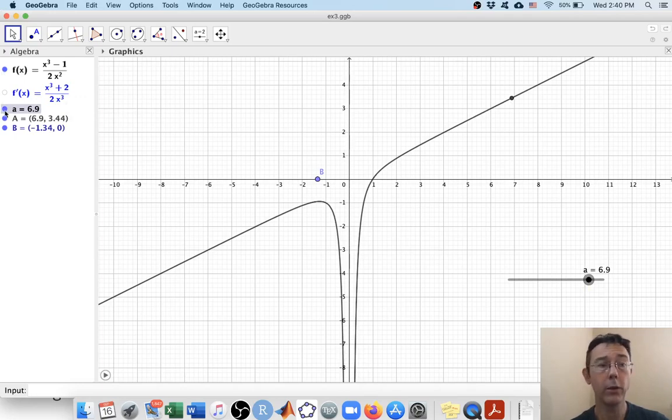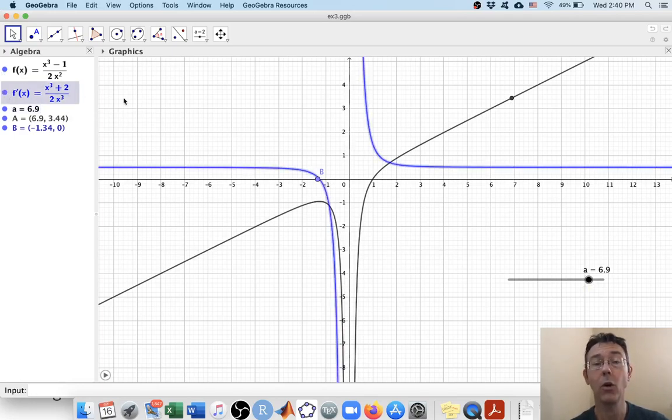As I graph y equals f prime of x, I'm expecting a horizontal asymptote as x goes to positive infinity or negative infinity, corresponding to the slope of this graph that we seem to be settling down towards as x gets bigger and bigger in either the positive or negative directions.